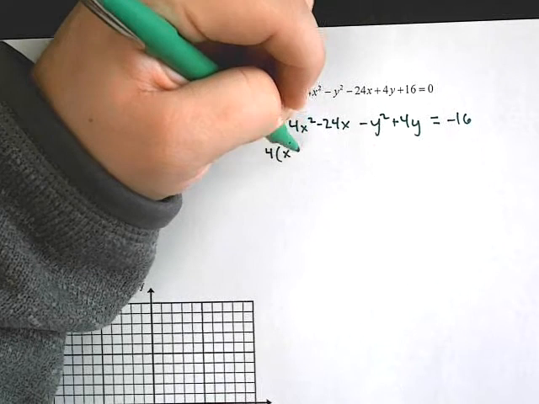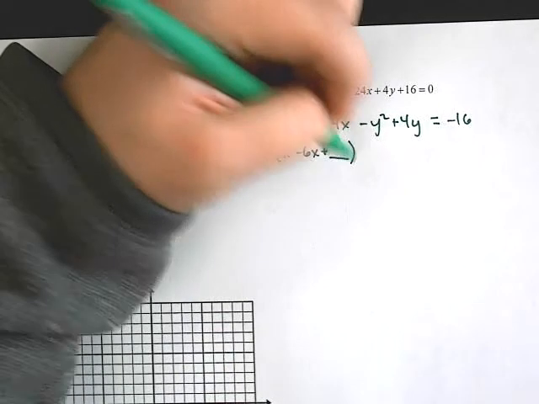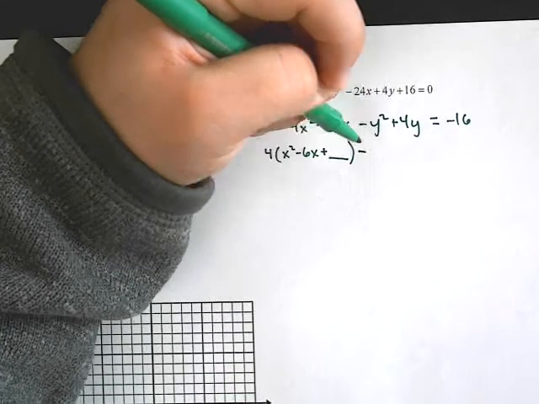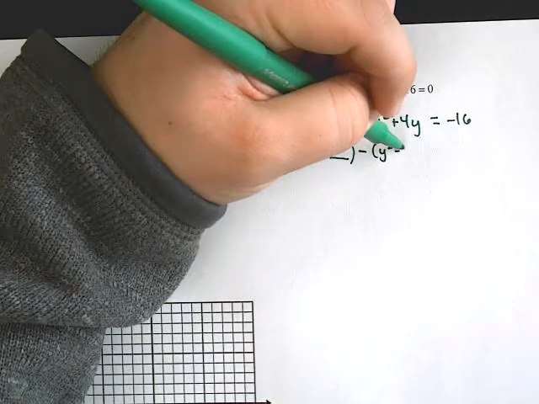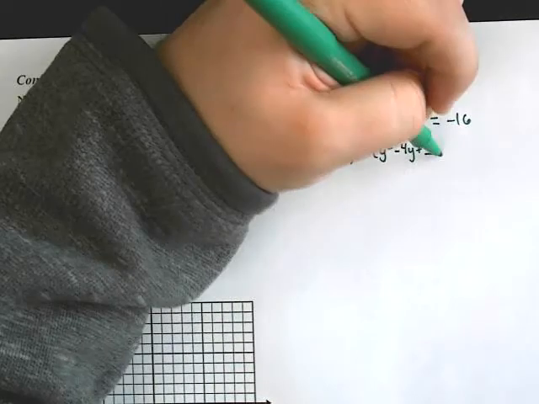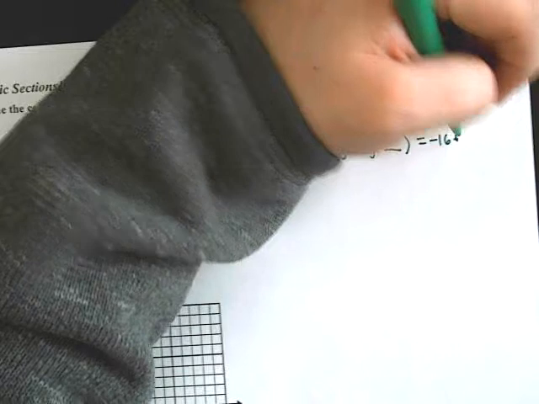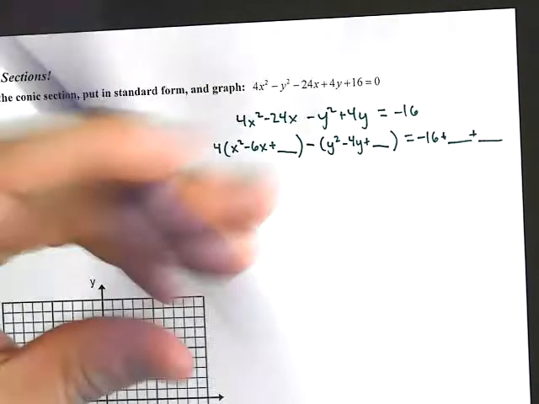When I do that, I'm left with a negative 6x, and I know that I'm going to have to add a blank there. Now, I'm going to factor out this negative. And when I factor out a negative, I'm left with y squared minus 4y plus a blank. Negative 16. And then, of course, if I added two blanks on the left side, I'm going to have to add some blanks on the right side as well. Now, what goes in those spots?